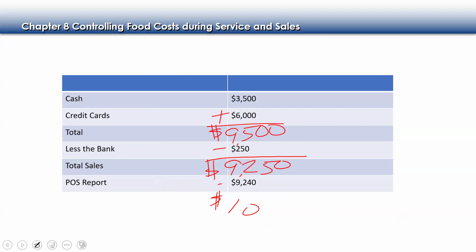Is that a problem? Why is that a problem? I've got 10 more dollars. That's positive. I'm not missing any money. Something maybe didn't get rung in. The change is wrong to our customer. So that is an issue if we're over, okay?